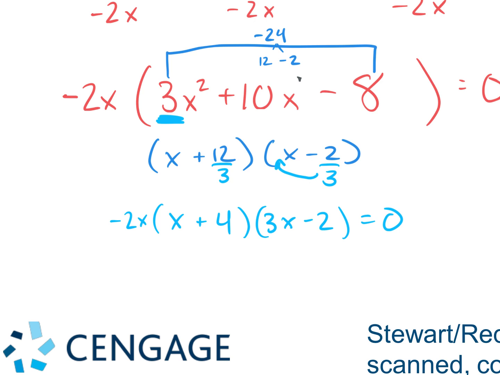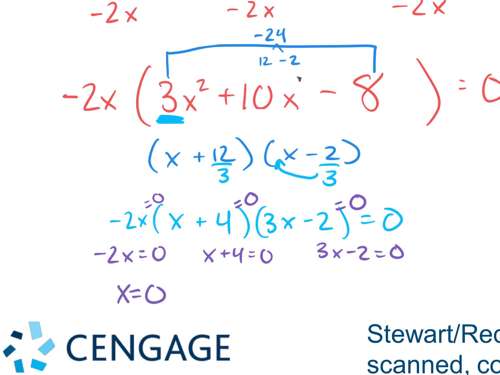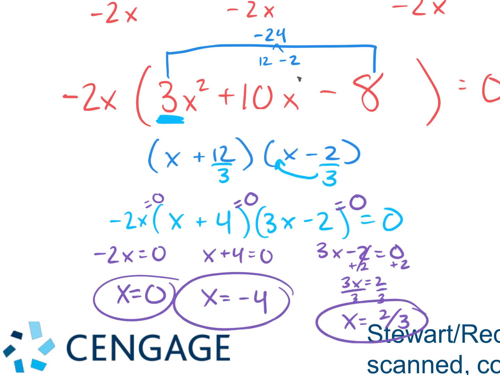What would we do next to solve? Set each piece equal to 0. So negative 2x equals 0, x plus 4 equals 0, and 3x minus 2 equals 0. So we get x is equal to 0. Here, x is equal to negative 4. And then the third one, I'd add 2 to both sides. So we get 3x equals 2, divide by 3. X is equal to 2 over 3. So these would be our 3 answers.